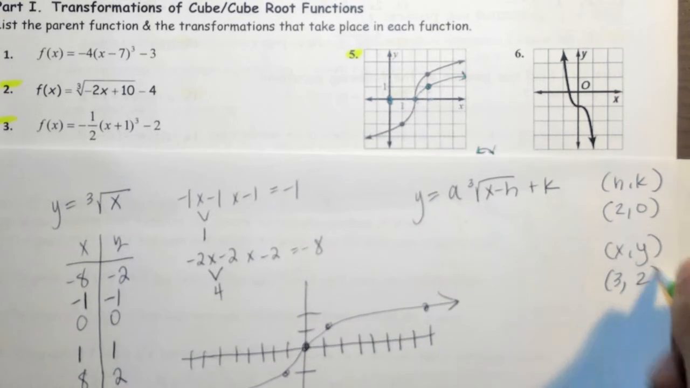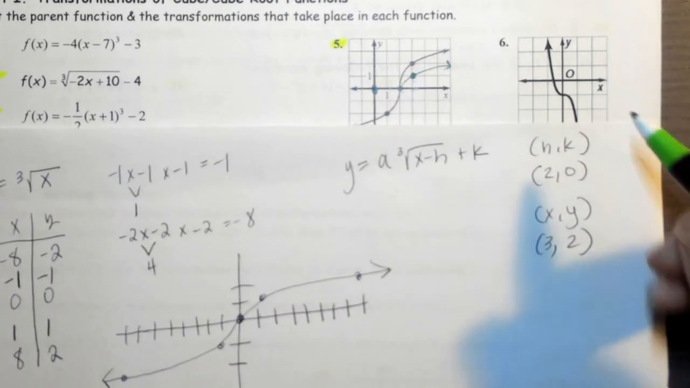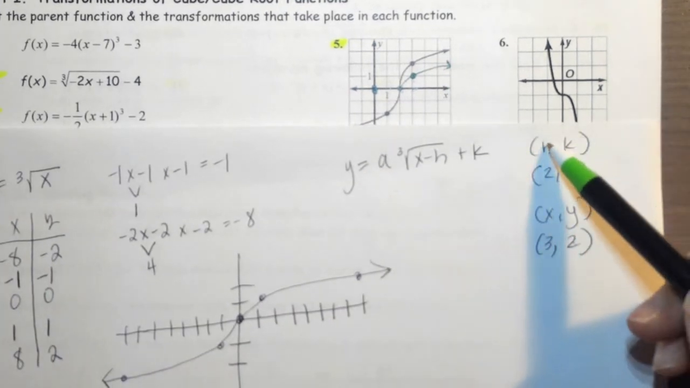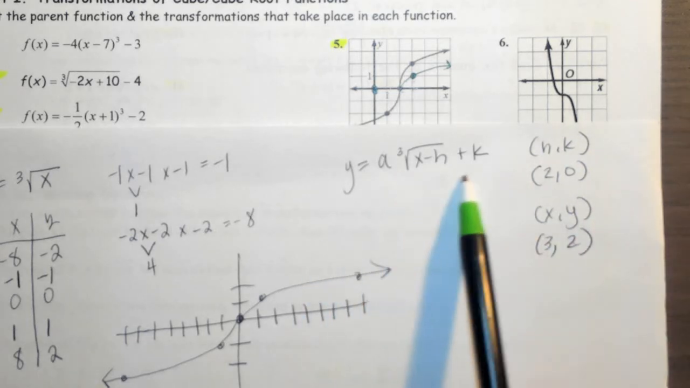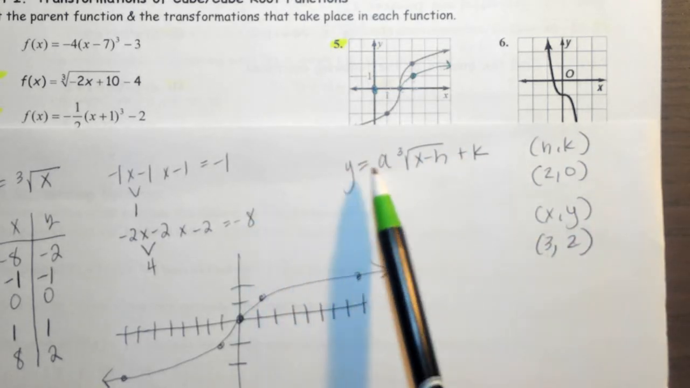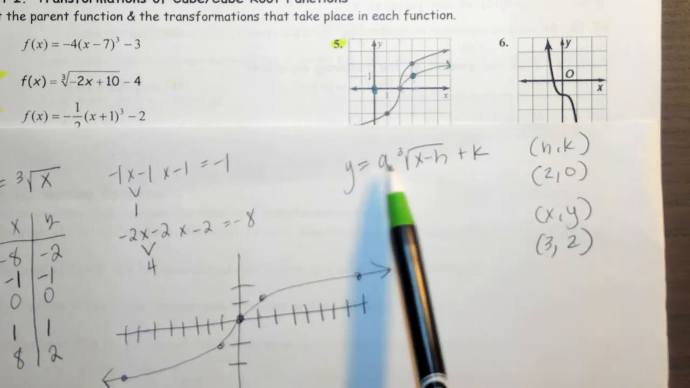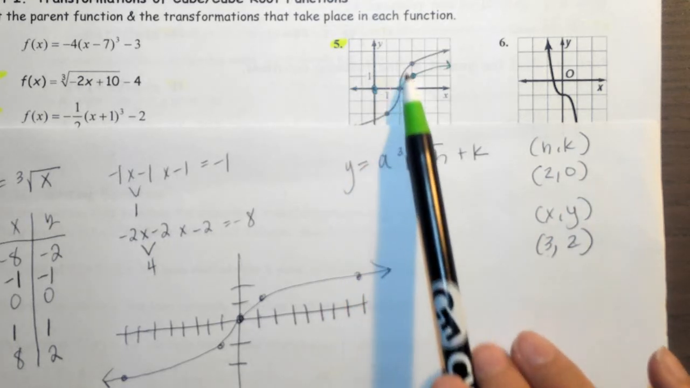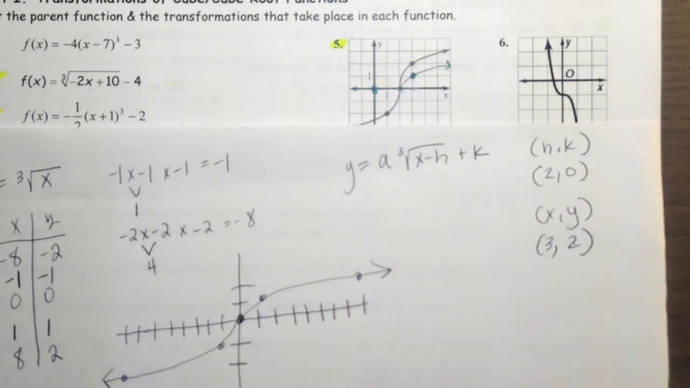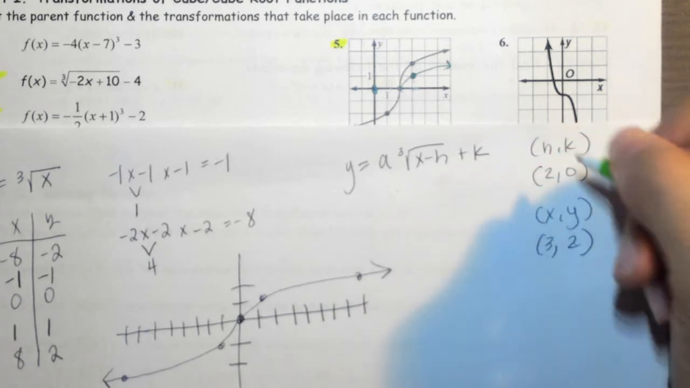2. So I have 4 points: (2, 0), (3, 2), h, k, x, y. Right here I have 5 unknowns. And so I'm just going to plug these points in to solve for a. And like I said, based on my graph, it should be 2. But I'm going to double check to prove it algebraically.